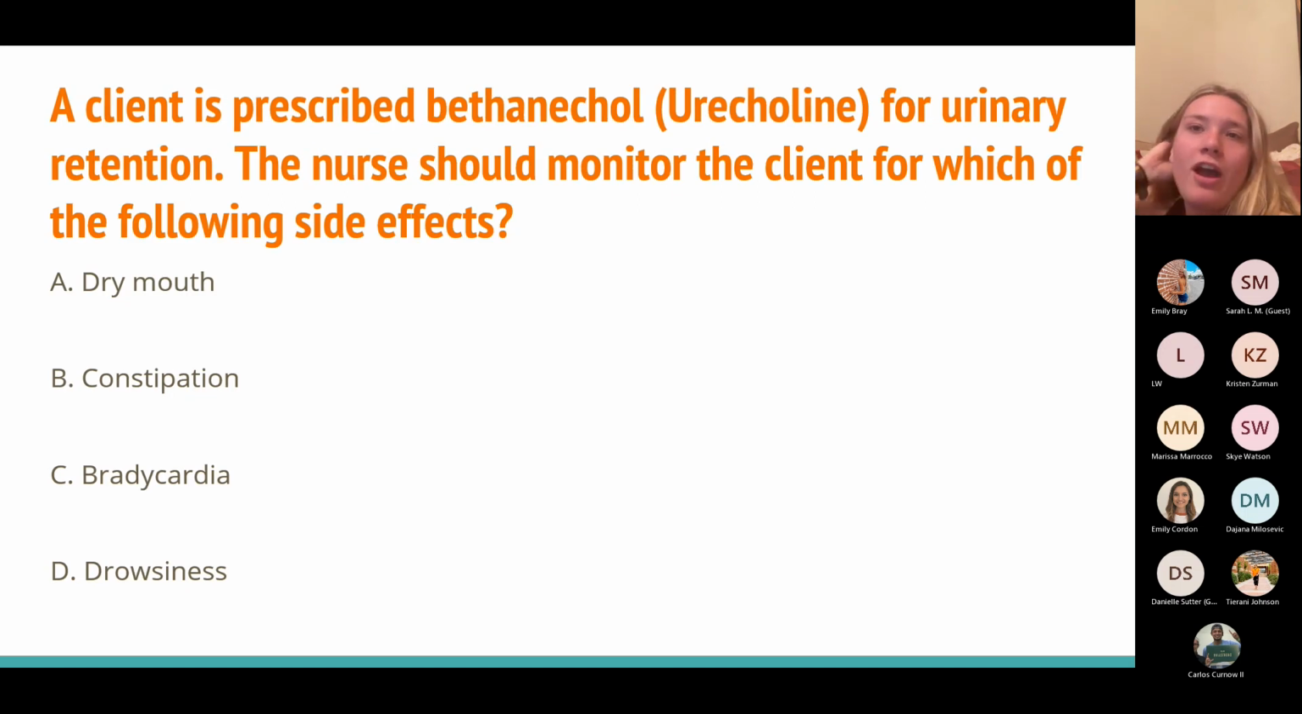A client is prescribed bethanechol for urinary retention. The nurse should monitor the client for which of the following side effects.